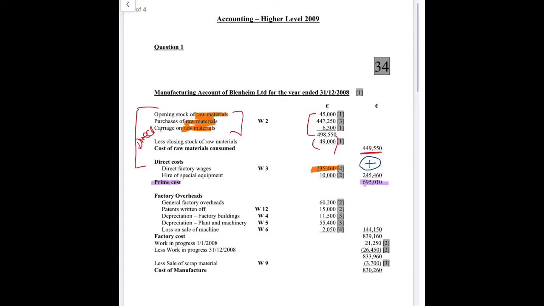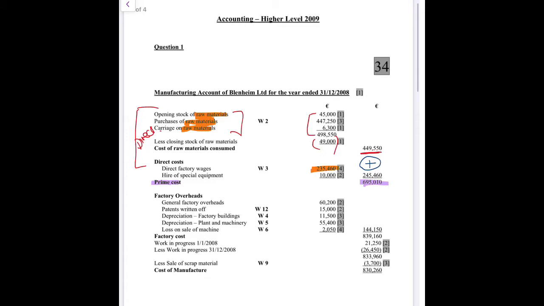So our prime cost is €695,010, okay. Then you're going in with your factory overheads or your indirect costs, okay? Other things that we have to pay for in the factory or that are related to the factory but aren't directly related to making the tables. So first thing is your general factory overheads. We didn't have to adjust that. That comes straight from our trial balance, okay? Then we've got our patents written off figure of €15,000. That's coming from working number 2, okay? We're writing it off by €15,000.